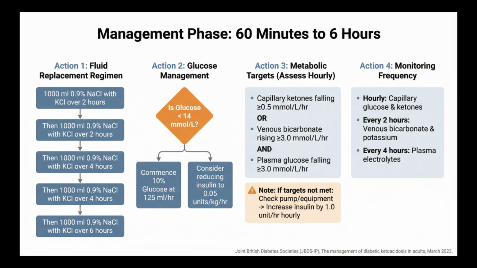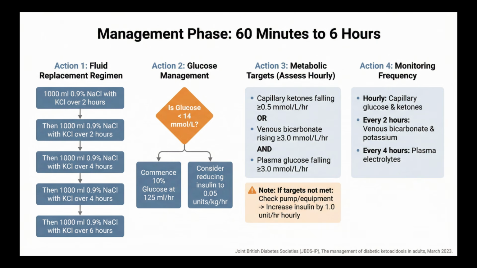Action 2. Glucose management. Now assess the plasma glucose. Ask the key question. Is the glucose below 14 millimoles per liter? If the answer is yes, start 10% glucose at 125 milliliters per hour. At this stage, consider reducing the fixed-rate insulin infusion to 0.05 units per kilogram per hour to avoid hypoglycemia. Remember for the exam, do not stop insulin. You are treating ketones, not glucose.